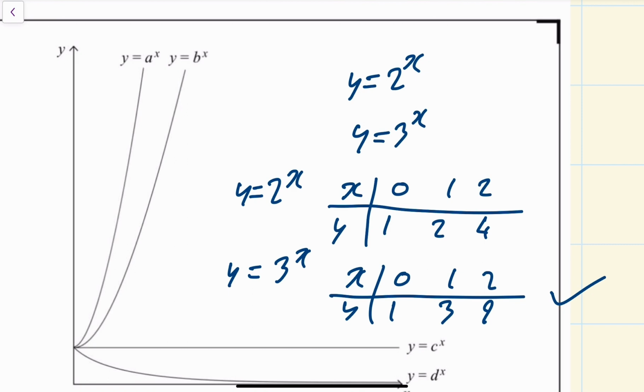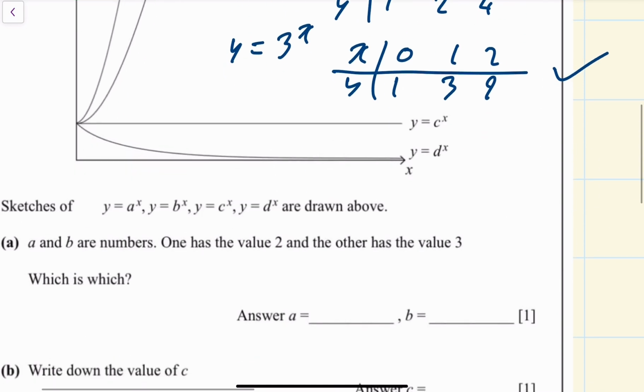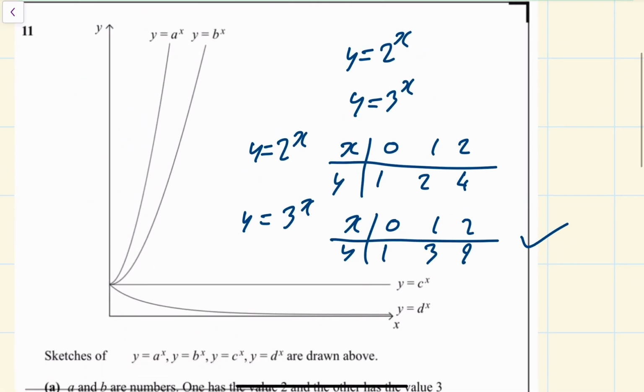So that means this one must be your y equals a to the power of x. So that means a is equal to 3 and b is equal to 2. So it's really understanding what your thing is. The bigger this number is, the more quickly it's going to increase. So if I had y equals, say, 4 to the power of x, it would be going up even more extremely than y equals 3 to the power of x would be.